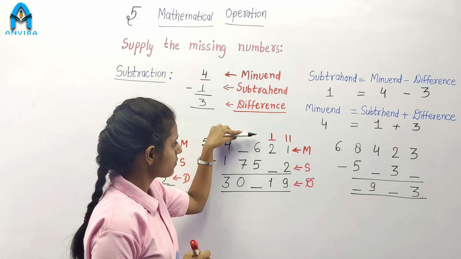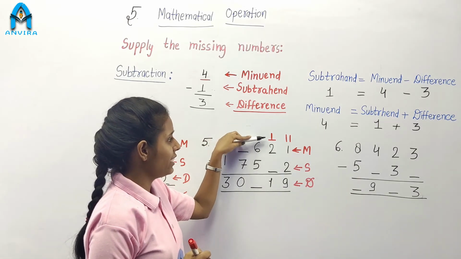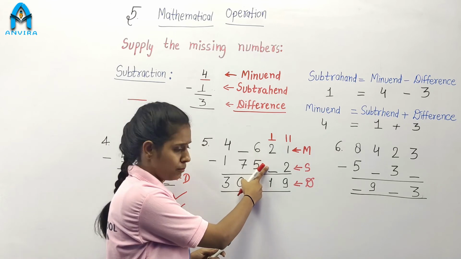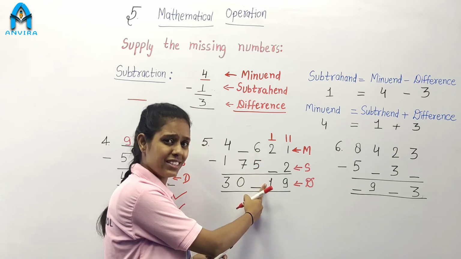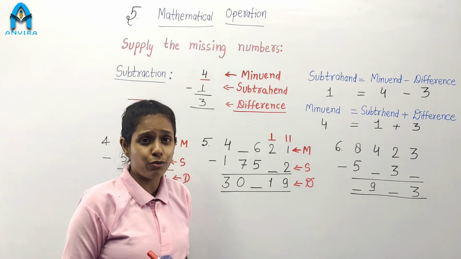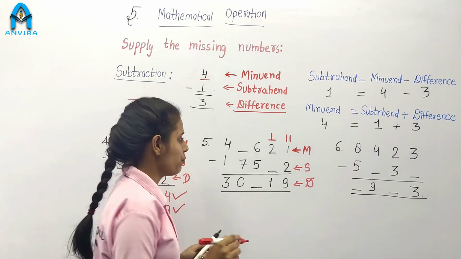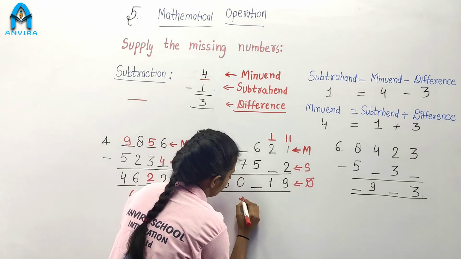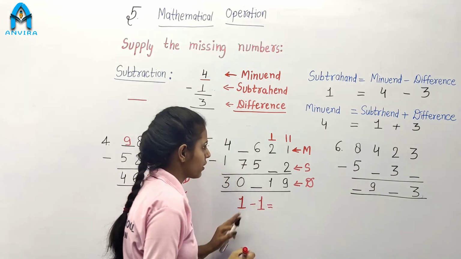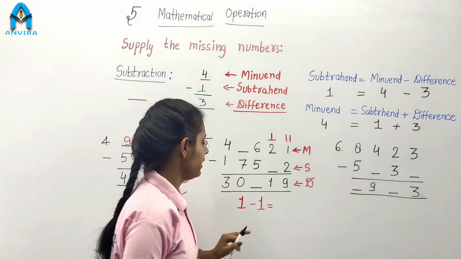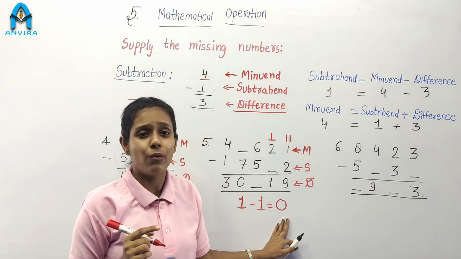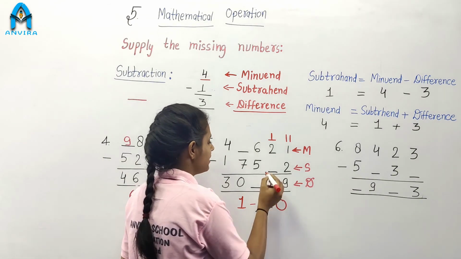So here the minuend is 1, the subtrahend is missing, and the difference is given. If the subtrahend is missing, what do we have to do? We have to subtract. Minuend minus difference is equal to. So 1 minus 1 is 0. So our subtrahend is 0.